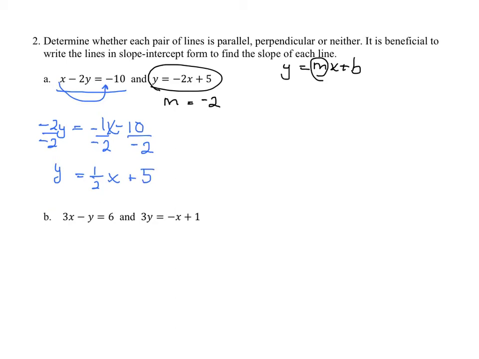Okay, so let's take a look at this. Well, the slope of this one is 1/2. Well, think about this: the other slope is -2/1. So they're negative reciprocals. So these lines are perpendicular.